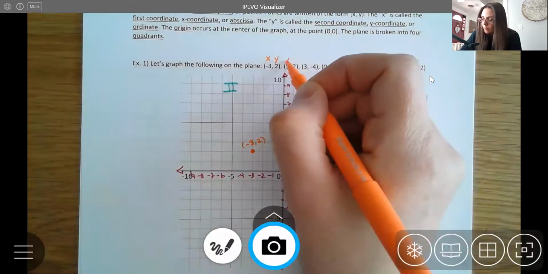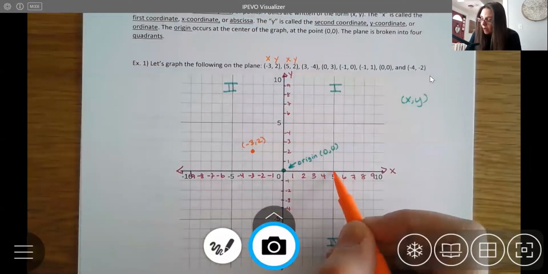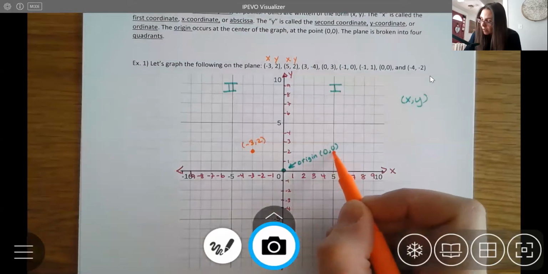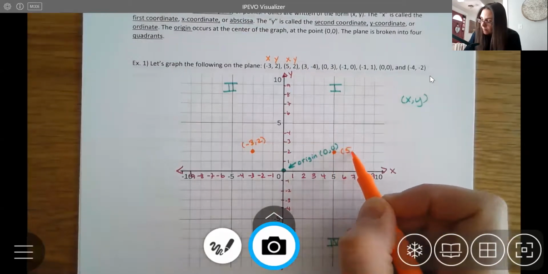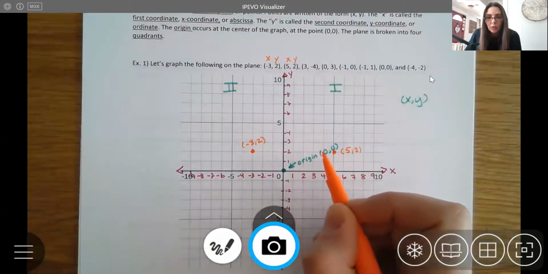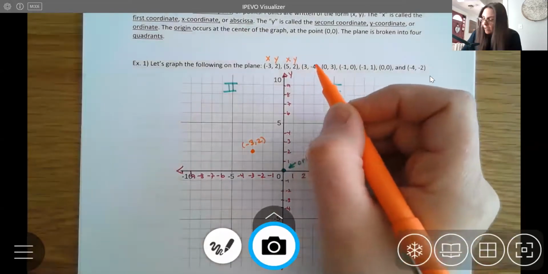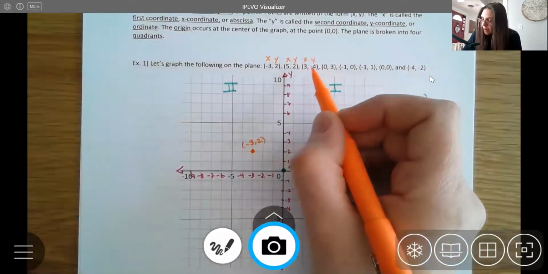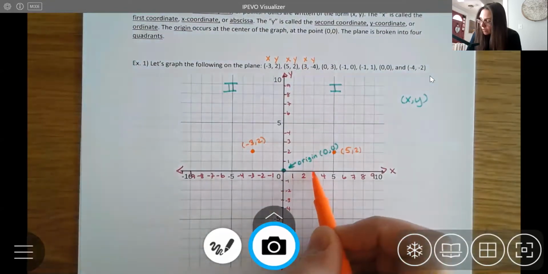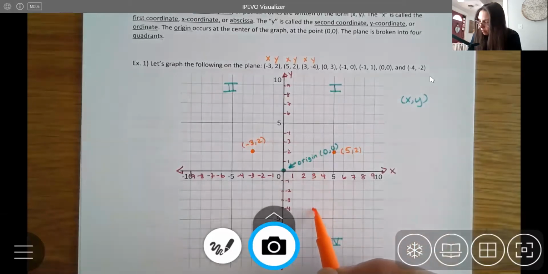Next, we'll do 5, 2. My x value is 5, my y value is 2. Again, same thing. I just put one point, and it should line up with the 5 on the x-axis, and it should line up with the 2 on the y-axis. Now 3, negative 4. My x here is positive 3, so I'm right here, and my y is negative 4, so my negatives are down. So I'm going to go down 1, 2, 3, 4.